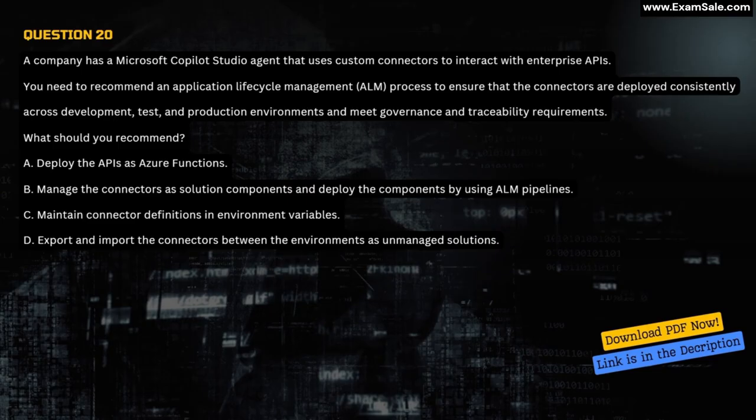What should you recommend? A. Deploy the APIs as Azure functions. B. Manage the connectors as solution components and deploy the components by using ALM pipelines. C. Maintain connector definitions and environment variables. D. Export and import the connectors between the environments as unmanaged solutions. Correct answer, C. Maintain connector definitions and environment variables.